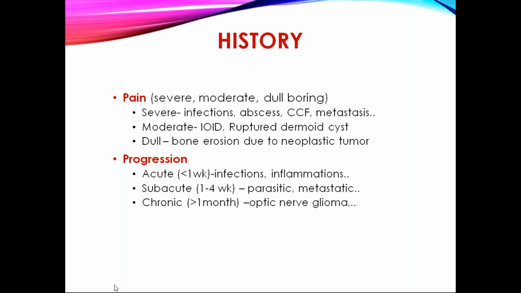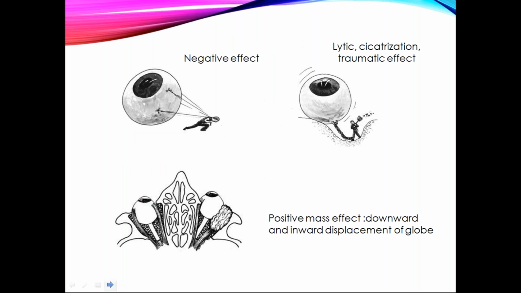And chronic, greater than 1 month, means the proptosis has been more than 1 month duration. One example is optic nerve glioma. There are many other differential diagnoses, but these are few examples. So what are the effects of proptosis? What can happen when the proptosis occurs, or what is the problem with proptosis?